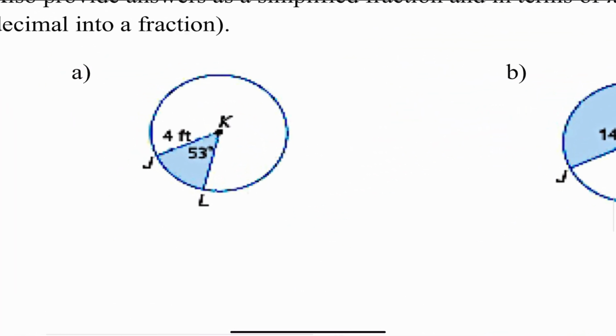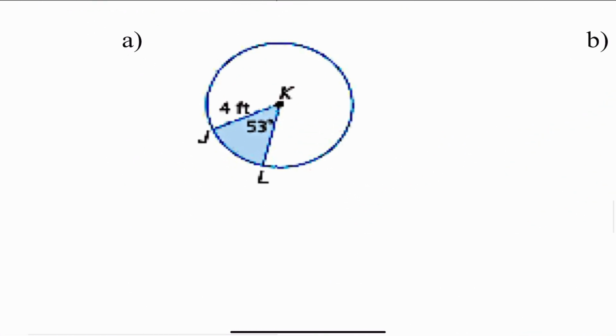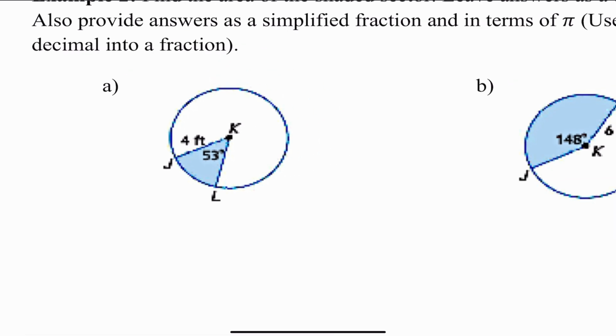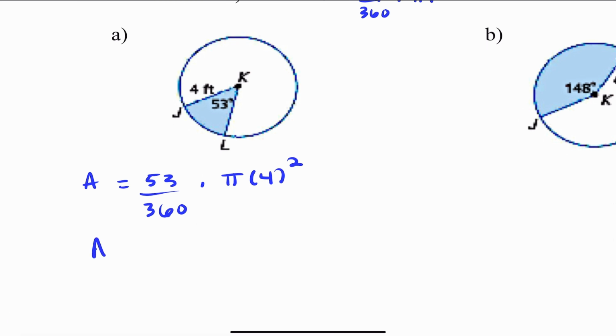So we're going to look at example 2A. Let me go ahead and write the formula right on the side here. A equals x over 360 times pi r squared. So x, that's the central angle. It's 53 degrees out of 360 times pi. What's the radius of the circle? 4, right? So 4 squared. So A equals 53 over 360 times 4 squared. That's 16. Then slap on the pi.